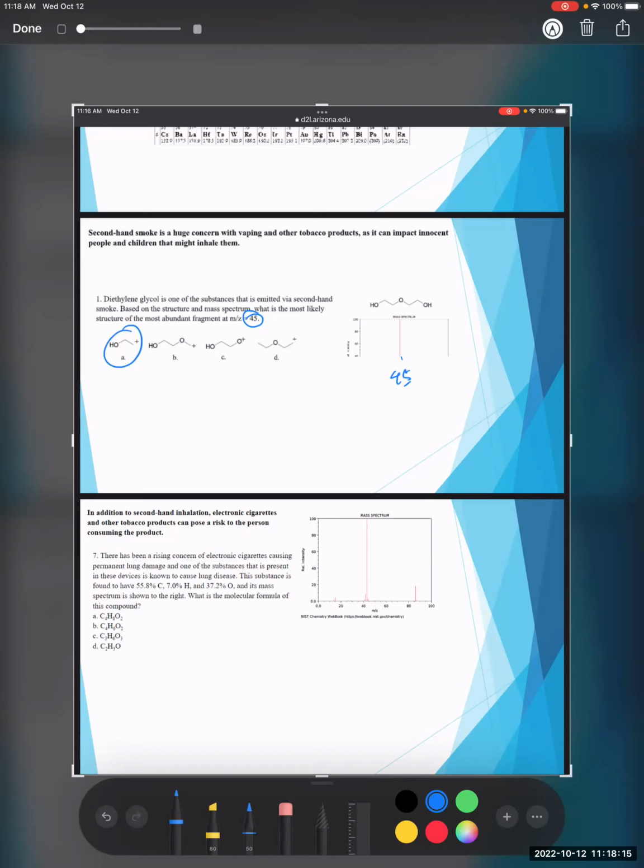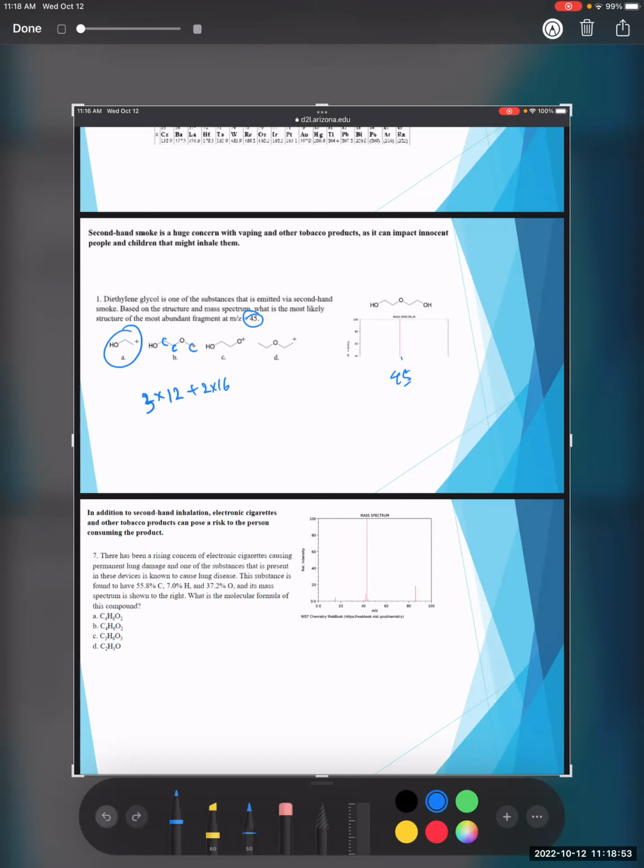If you look at the other answer over here, we have actually 3 carbons. There's another carbon over here as well. There are 3 carbons, 3 times 12, which is 36. Plus we have 2 oxygens, that is 2 times 16, which is 32. 32 plus 36 alone is 68, right? Which is over 45. Therefore, option B cannot be our answer.